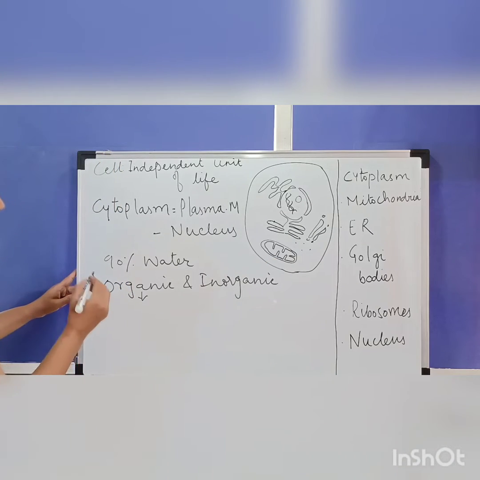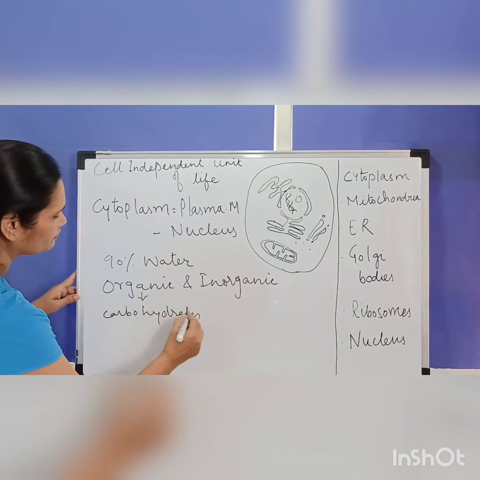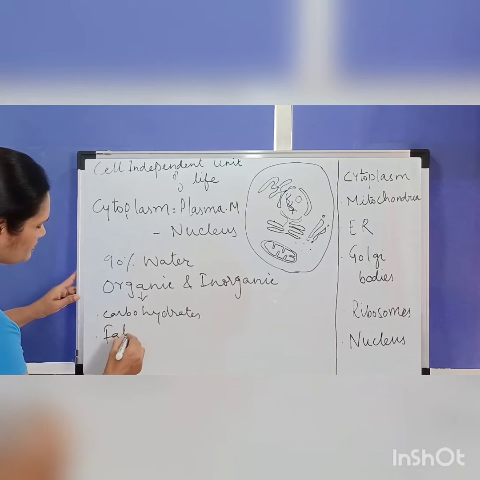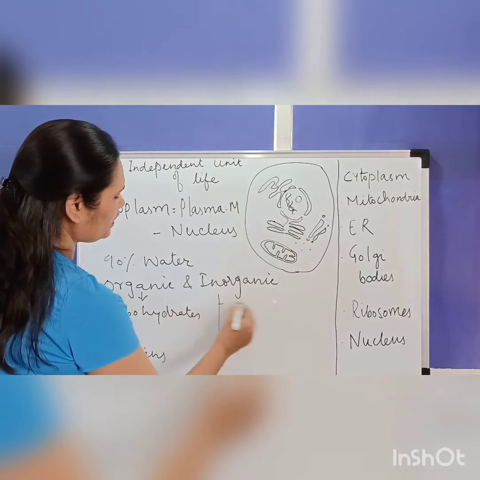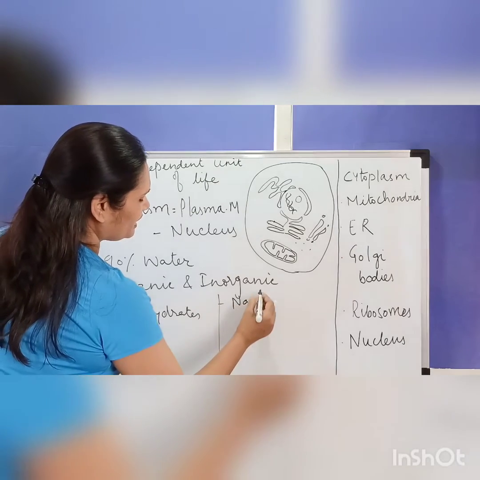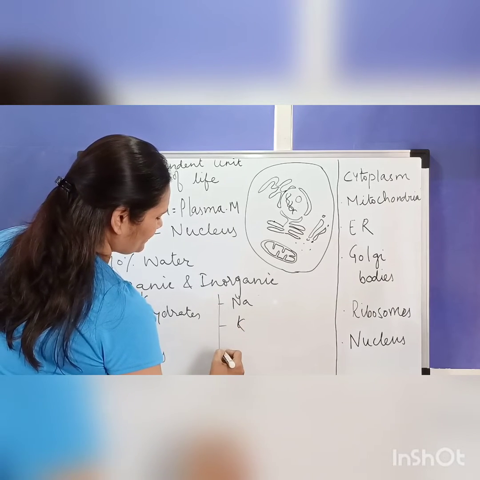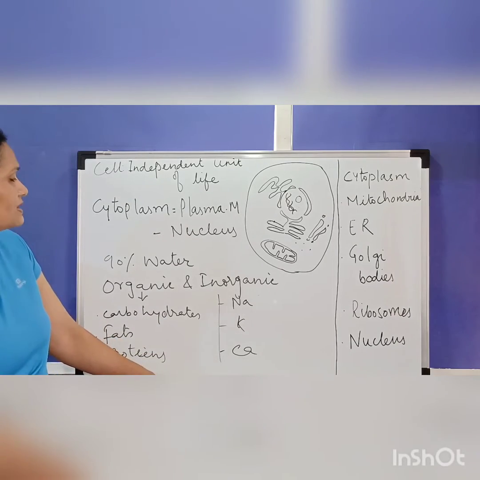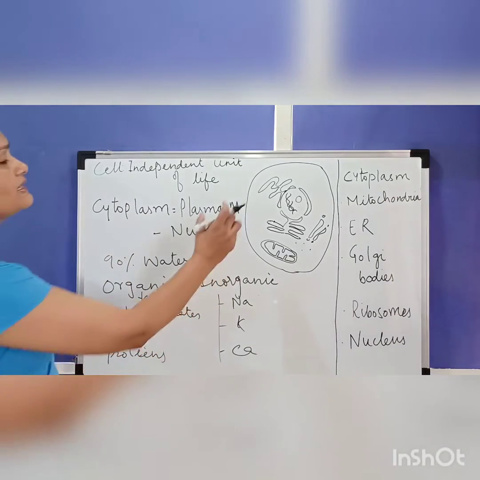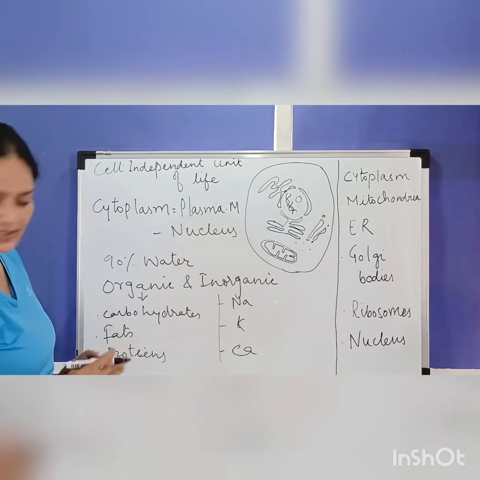It can be your carbohydrates, fats and proteins, right? When I say inorganic, it can be different inorganic substances like sodium, potassium, calcium, other inorganic substances also, right? So it is 90% water, and this is the place where all the metabolic activities take place for a cell inside the cytoplasm. Okay.